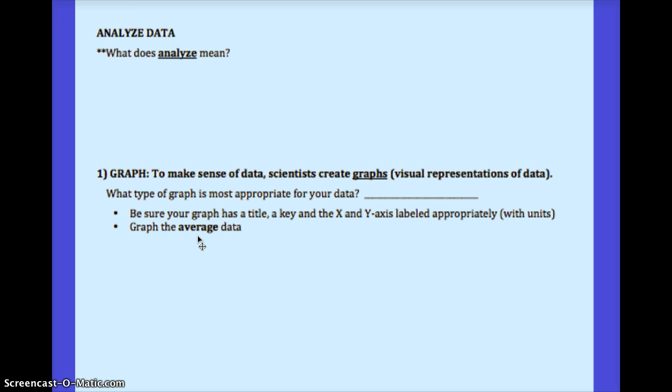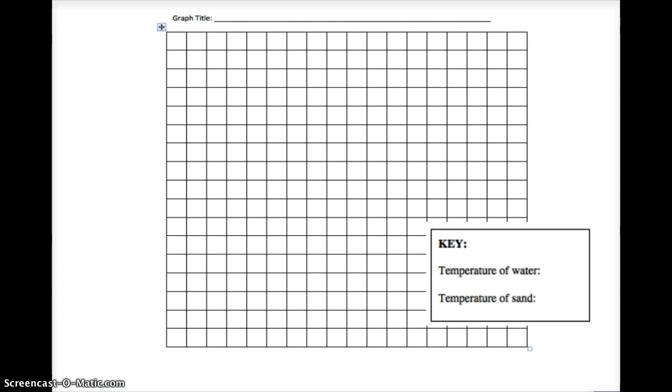Remember, in science, we don't want 1 or 2 points of data to graph. We want as much as we can. So you'll have, I believe it is 15 groups worth of data that's been averaged. So the next thing you need to do is pick up a white graph sheet. Pause the video, go pick one up, and then come back.